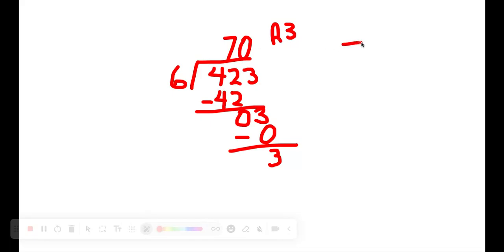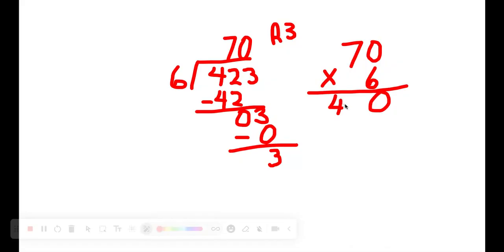Let's check. So I write the quotient, which is 70. I will multiply it times 6. So let's do that. 6 times 0 is 0. 6 times 7 is 42. So I write my 42. Then I must add the remainder, which is 3. So I write my 3, and let's add.